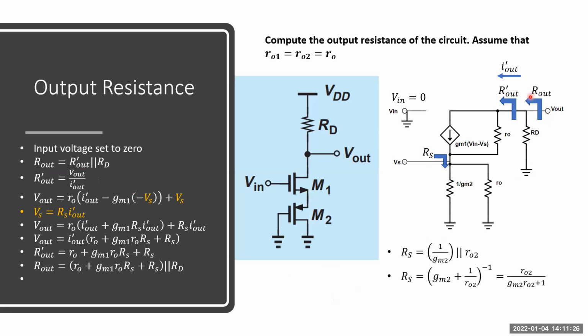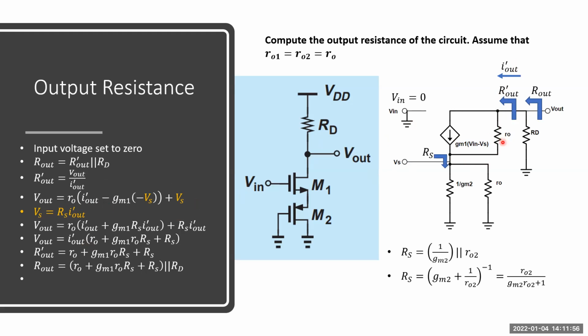Let's call it R out here, but RD will come in parallel to this R prime out here. Firstly, we are going to find the R prime out expression. What is the R prime out? It's basically V out divided by I prime out here. We are going to write this like that, and follow this path, RO and RS.